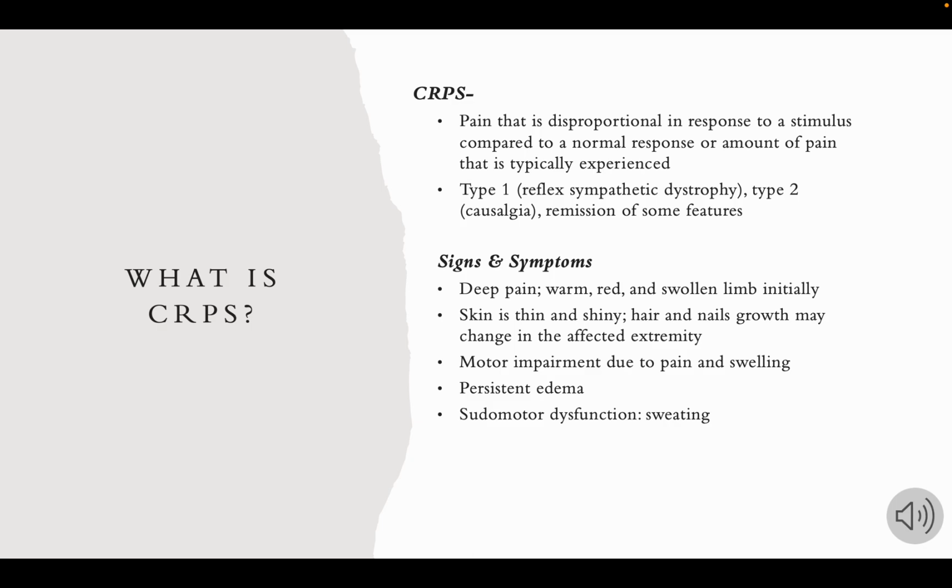Signs and symptoms include deep pain and a warm, red, and swollen limb initially. The skin can be thin and shiny, and the hair and nail growth may change in the affected extremity. Motor impairment can be due to pain and edema. Lastly, there can be pseudomotor dysfunction, which is changes in sweating of the limb.